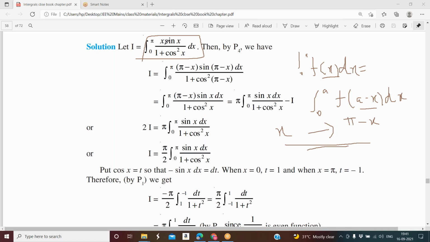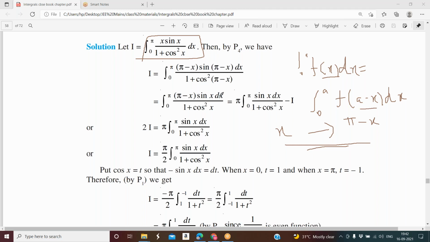Replace it. So pi minus x, sine of pi minus x divided by 1 plus cos square of pi minus x dx. So this is pi minus x. What is sine of 180 minus theta? This is the form sine of 180 minus theta. Pi is 180, right? Sine of 180 minus theta is sine theta. So you'll get sine x.